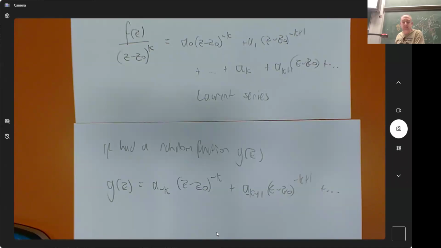Stopping at this moment to see if anyone wants to say anything. Oh, good. So you're understanding why the residue becomes the coefficient of the power of negative 1. Yes, I was going to talk about that, so thanks for reminding me. Okay, so that's the Laurent series.